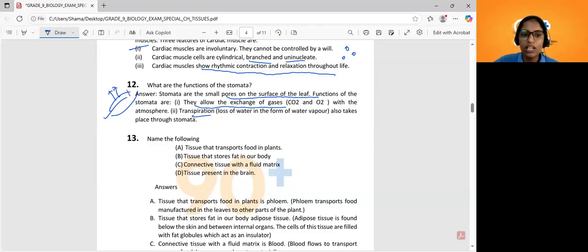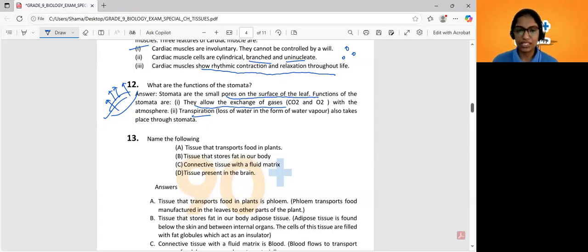Okay, from the leaf and all, water will be lost in the form of water vapor. We call it transpiration. So these are the functions of stomata. They help in the exchange of gases like carbon dioxide and oxygen, and transpiration also takes place through the stomata. So these are the 2 functions of stomata.